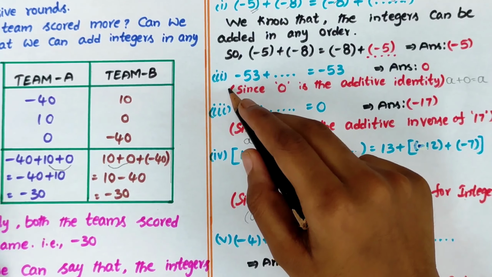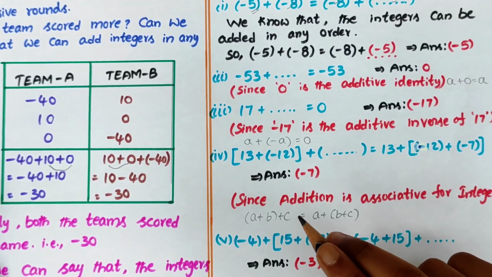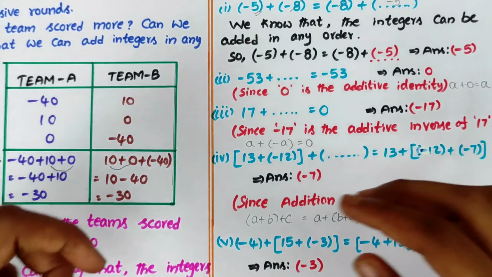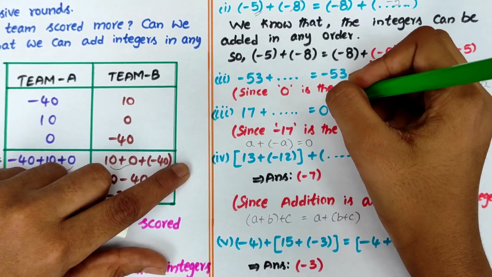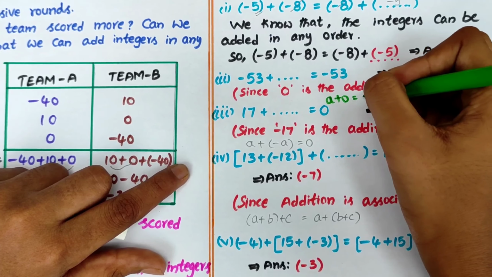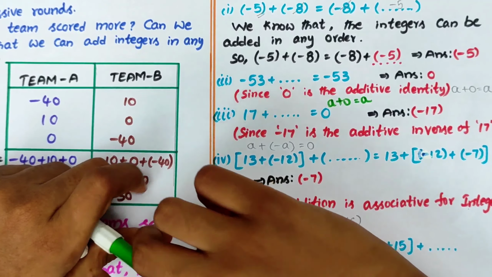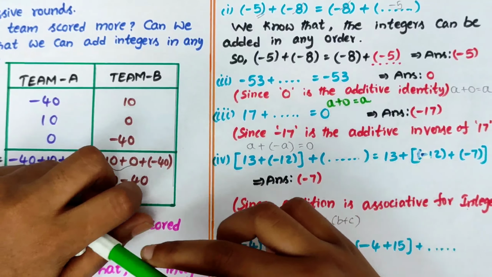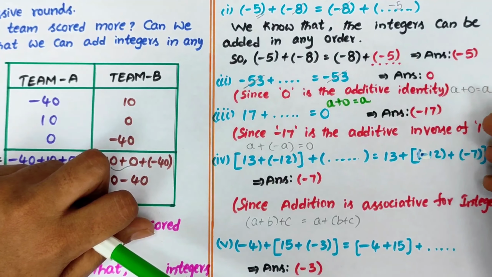Okay, friends, this is bit number 2. -53 + blank is equal to -53. Since 0 is the additive identity, a plus 0 is equal to a. Since 0 is the additive identity, a plus 0 is equal to a. Therefore, the answer is 0. And we can solve this in another method. -53 and -53 get cancelled. So what is left? 0.